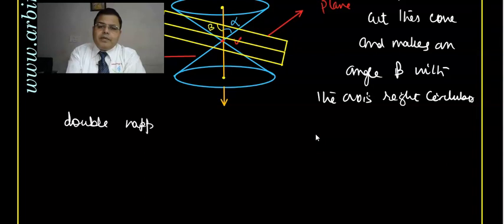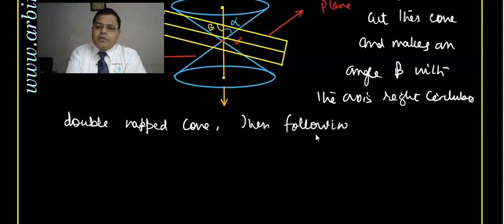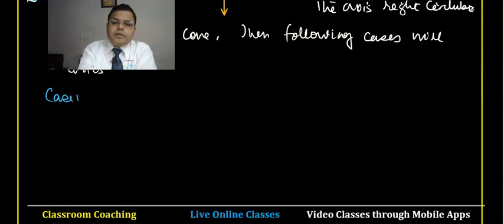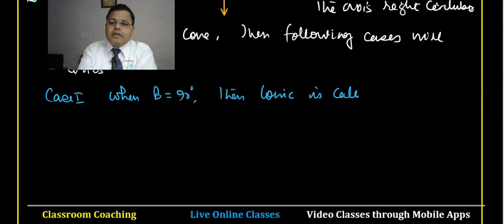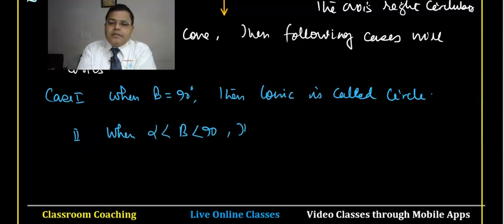Double napped cone, then the following cases will arise, right? Case first, when beta is equal to 90 degrees, then the conic is called a circle. Case 2, when beta is less than 90 but greater than alpha, then the conic is called an ellipse.